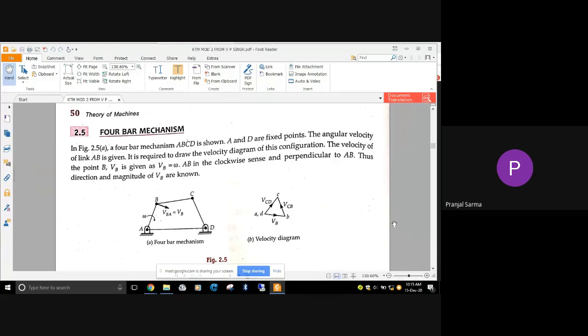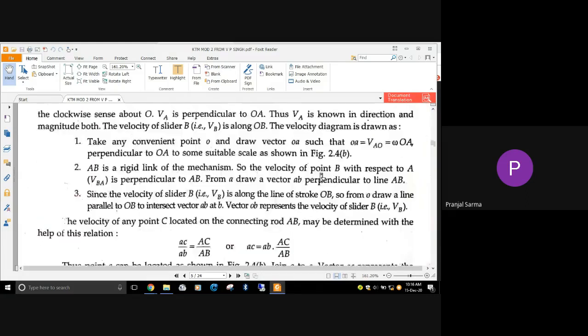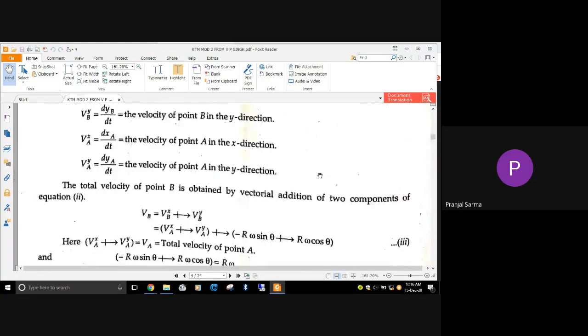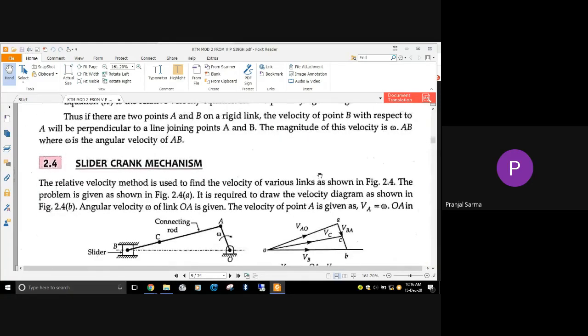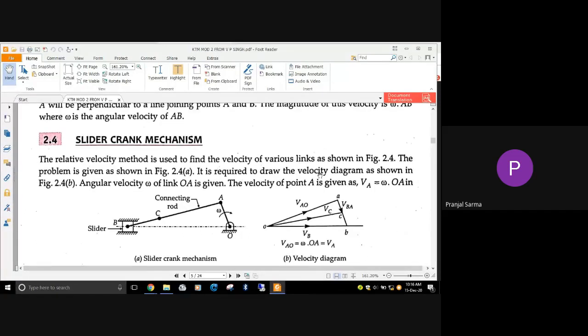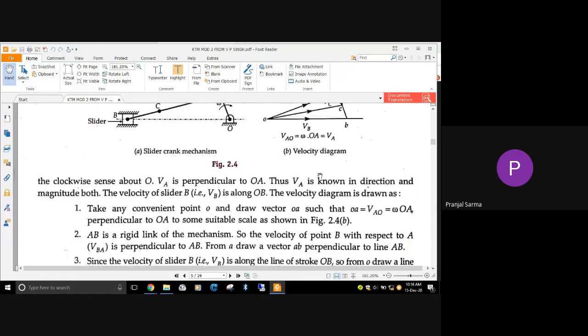Okay, so after the last class, any doubts you have? All of you have understood the things, right? In the last class, we discussed how to draw the relative velocity equation, etc. The main thing we did was draw the velocity diagram for the slider crank mechanism using the relative velocity method. I believe all of you have understood how to draw it, right?